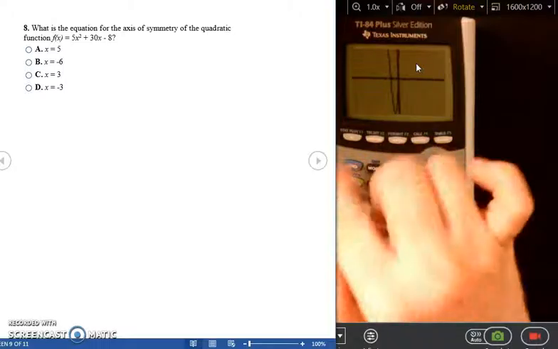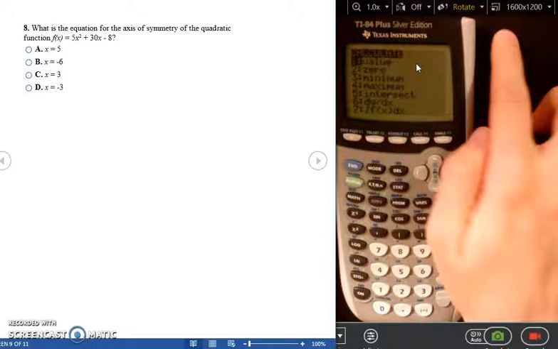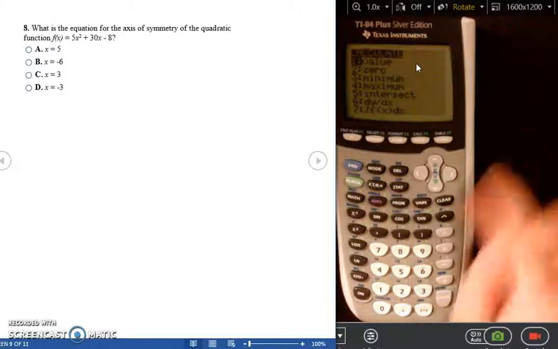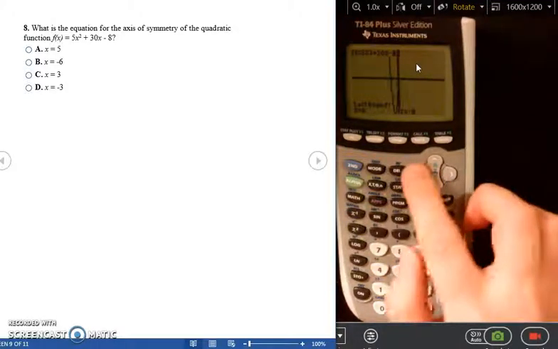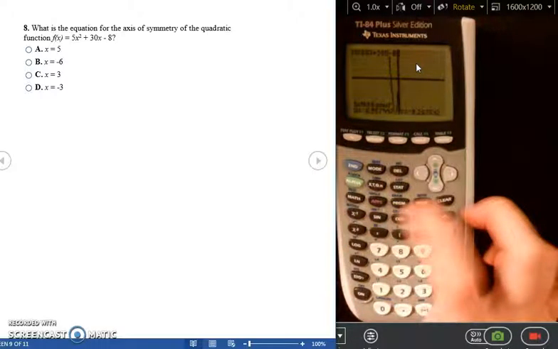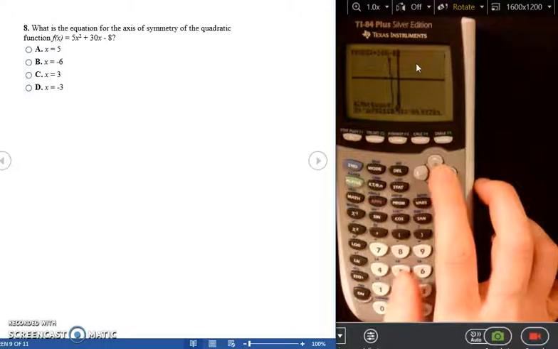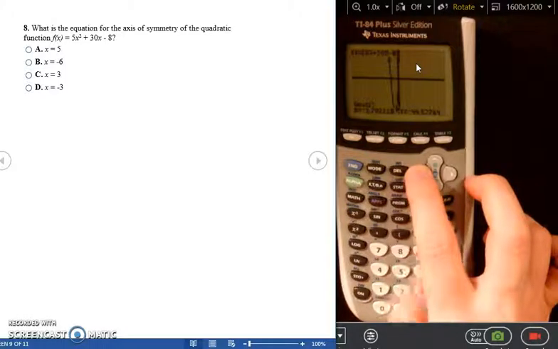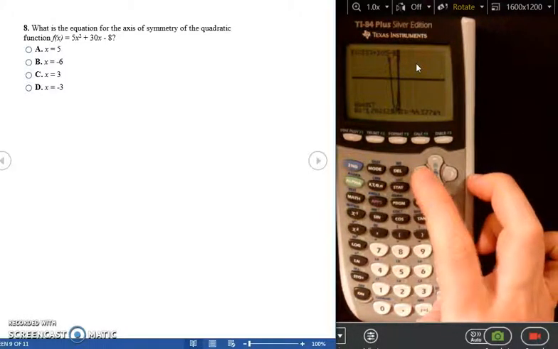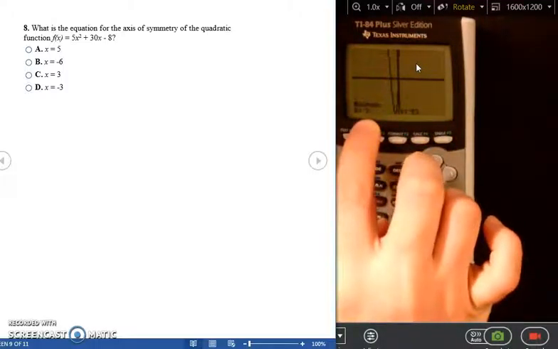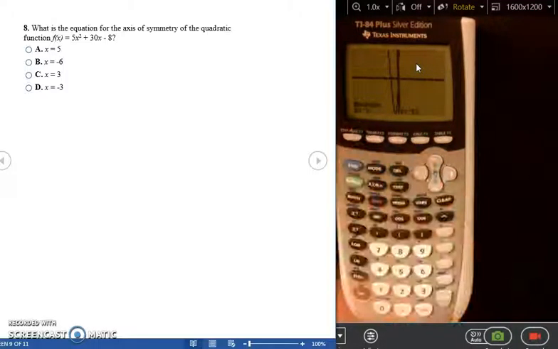And I'm going to go into the second calculate menu. And because it's a smile parabola, it's opening up, I'm going to have a minimum value, so I'm going to press 3 to find the minimum. And then I'm going to use my right and left arrows to scroll until I'm to the left of that minimum and press enter. And then use the right arrows to scroll until I'm to the right of that minimum and press enter. And then it says guess, so I'm going to move it until it's as close as possible to the minimum. Press enter. And here, the x value of the minimum is negative 3, so that means my axis of symmetry equation is going to be x equals negative 3, which is choice D.